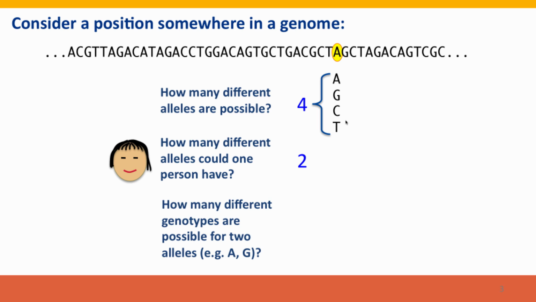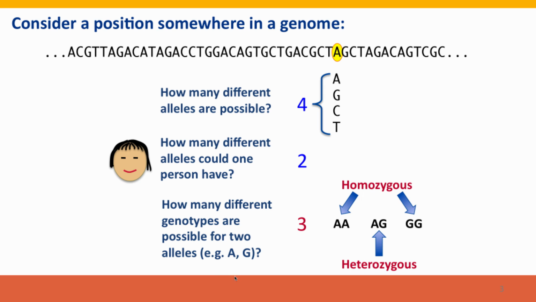Now, how many different genotypes are possible for one person? If we're just considering that they can only have 2 alleles, let's just consider the alleles A and G. In fact, there are 3 different genotypes possible for a person at any one position if we're just considering 2 alleles.